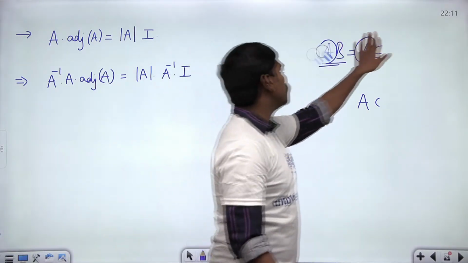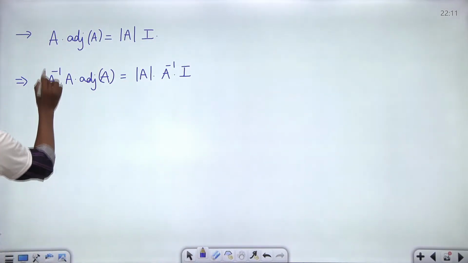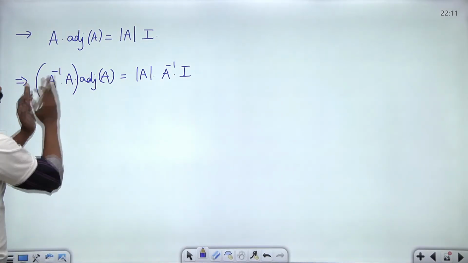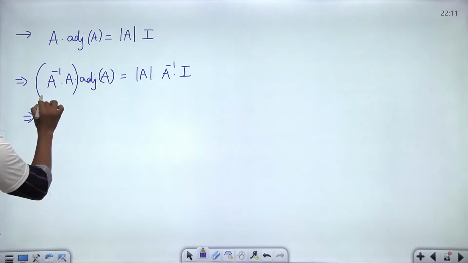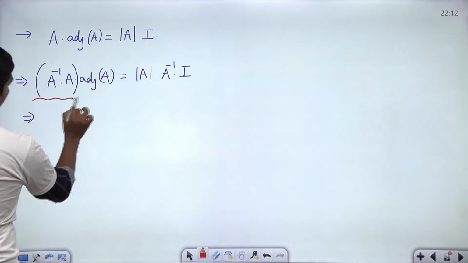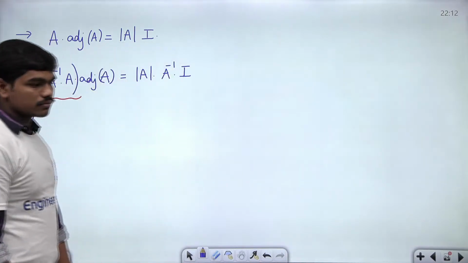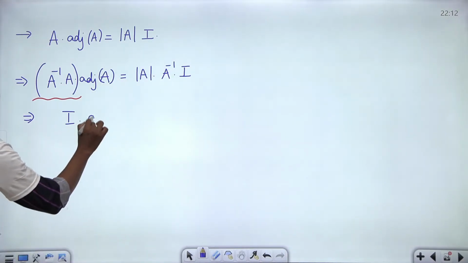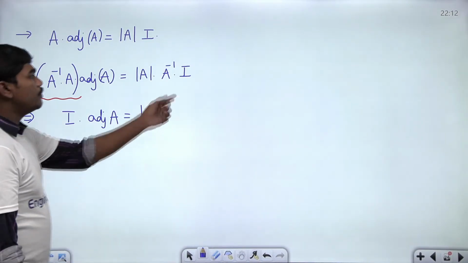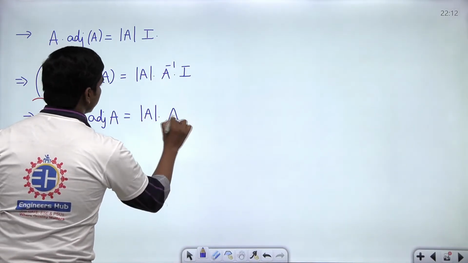Okay. So if that's known to you, we'll move further. Look, this A inverse into A, matrix multiplication is associative, so definitely I can multiply these two matrices first. So can you tell me what could be the value of this A inverse into A? Any one of you? That's nothing but identity matrix, correct? So I times adjoint A is equal to det A into, and again multiplication of any matrix with identity matrix will give you the same matrix. So this is A inverse.